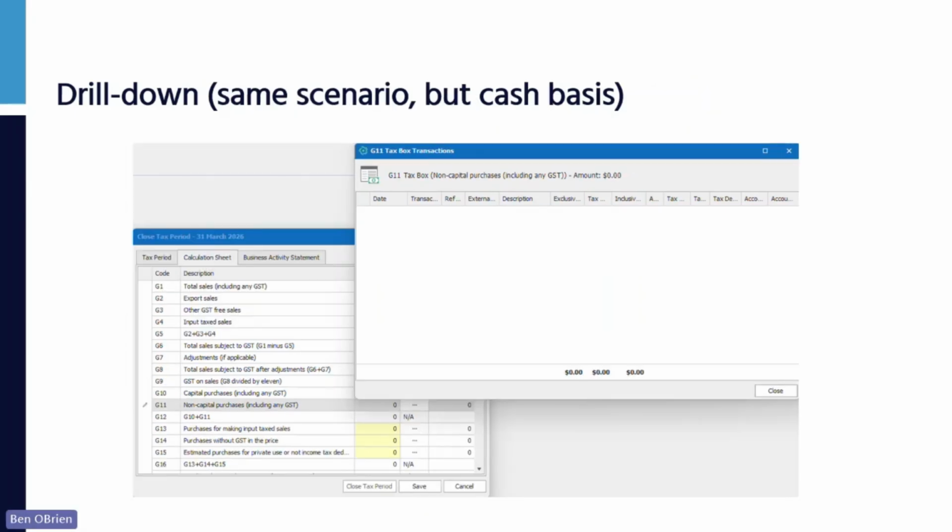And same scenario, but from a cash basis. Those same transactions don't get reported because they haven't actually been paid yet. So that's just showing you the different behavior based on the different treatment from a tax reporting perspective.